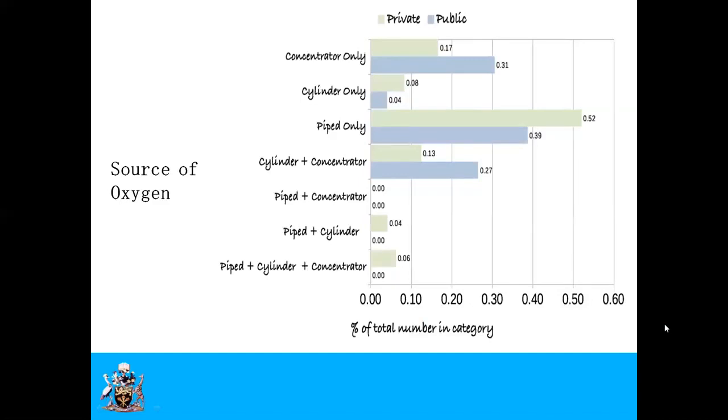So when we looked at the different sources of oxygen, we found that it's a mixture. The lighter green is the private hospitals, the bluish is the public, and by far the highest percentage is piped oxygen for those who actually have it, more in the private hospitals, about 50%. And remember, here I can have multiple sources, not just one. So the top ones are those who have concentrators only, cylinders only, piped oxygen only, and the lower ones are the different combinations. Next slide, please.